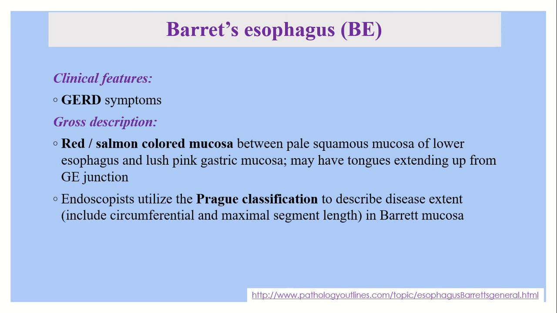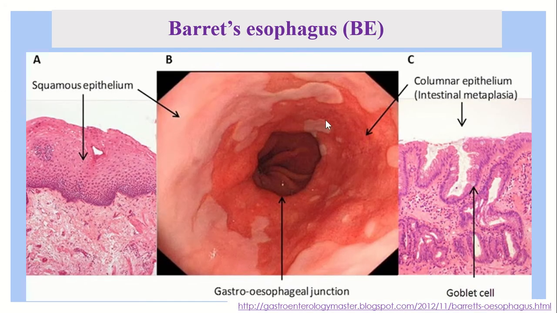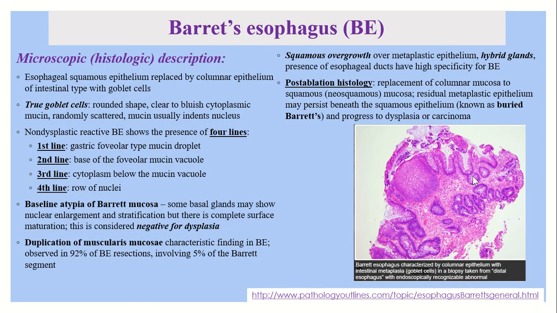The clinical features are the same as the gastroesophageal reflux syndrome. Grossly, as we said in the definition, there is red or salmon-colored mucosa between pale squamous mucosa of the lower esophagus and lush pink gastric mucosa, which may have tongues extending up from the gastroesophageal junction. Endoscopists utilize the Prague classification to describe disease extent in Barrett's mucosa. Here we see the endoscopy of Barrett's esophagus at the gastroesophageal junction, and here we see the intestinal metaplasia, the columnar epithelium with the goblet cells.